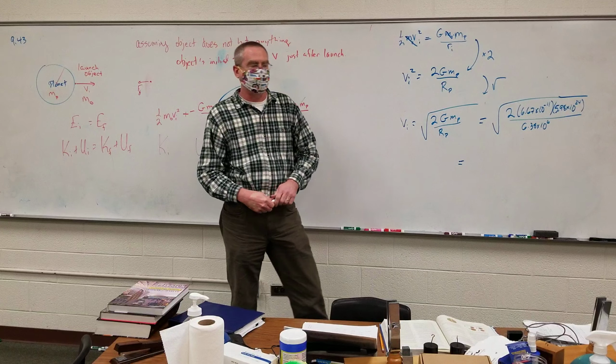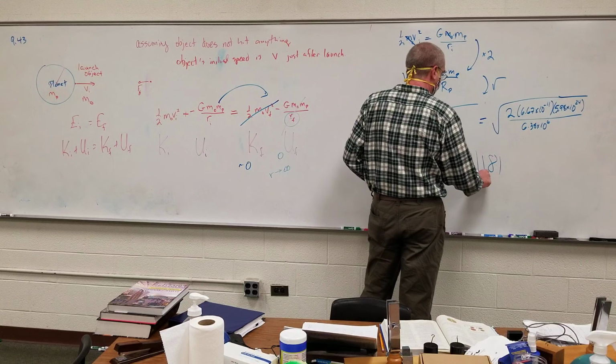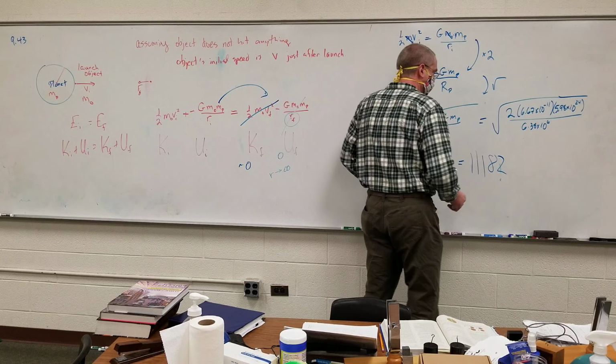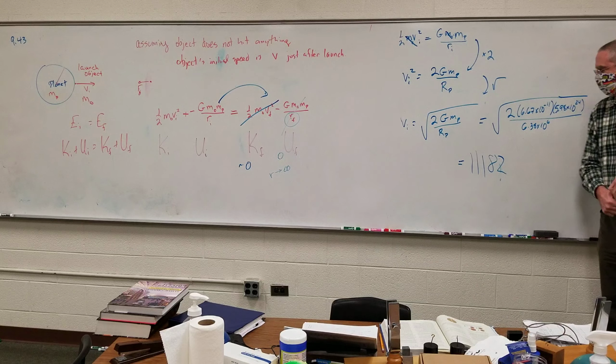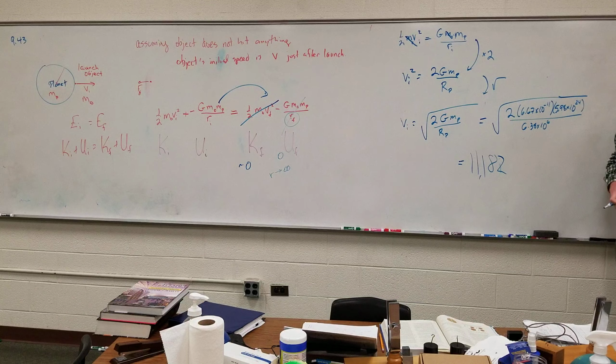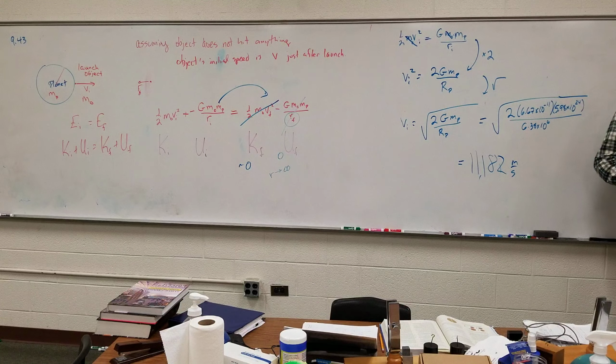I got 11,181 or 82. I'm just rounding up. So 11,182 units. Probably meters per second. Yes. They told me I had an error. I still can't figure out how to do that, the E or whatever.